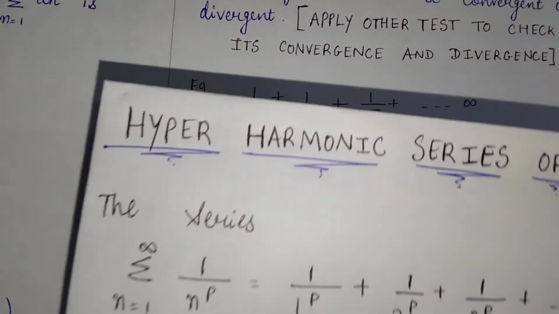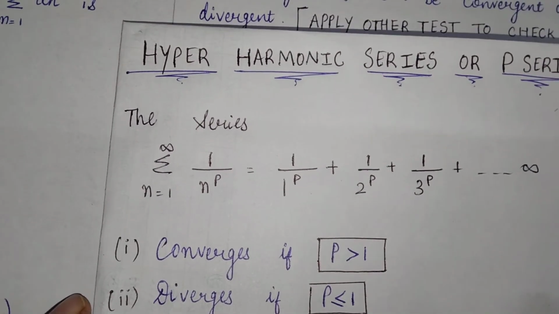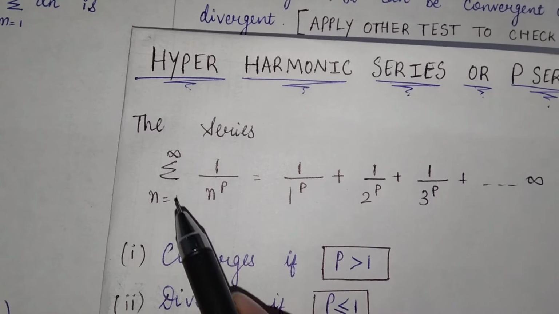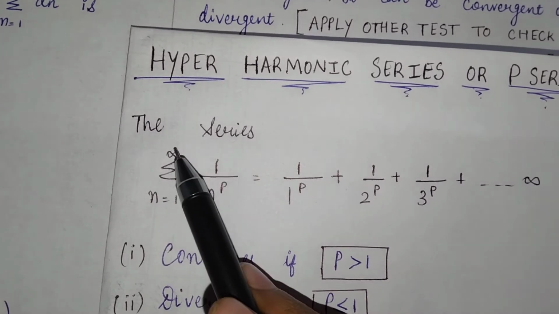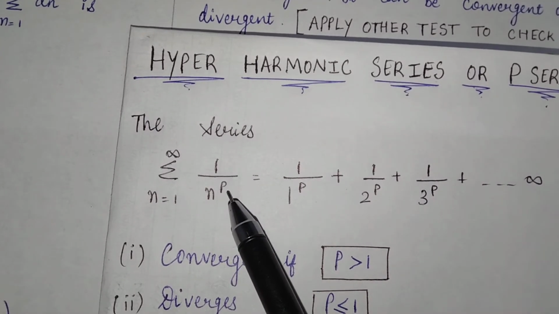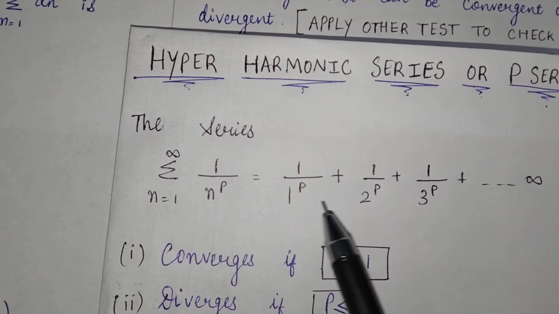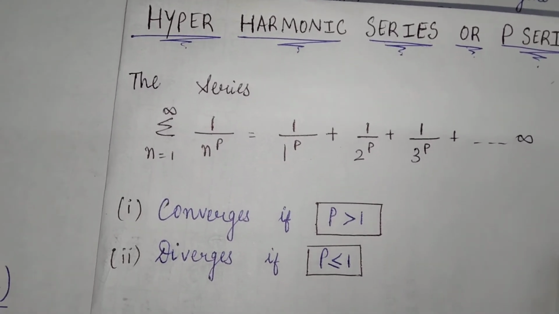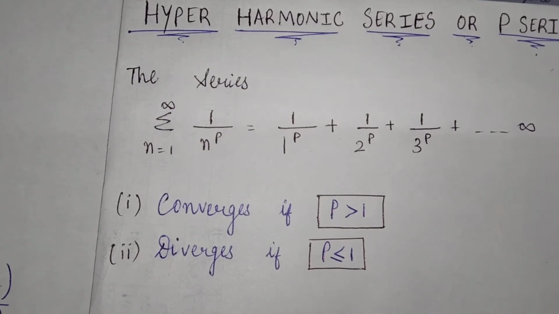The p-test is also called the hyperharmonic series or p-series. Whenever we have summation n equal to 1 to infinity of 1 upon n raised to p, that is 1 upon 1 raised to p plus 1 upon 2 raised to p and so on up to infinity, then according to the p-test, if p is greater than 1, the series is convergent. But if p is less than or equal to 1, then it is divergent.